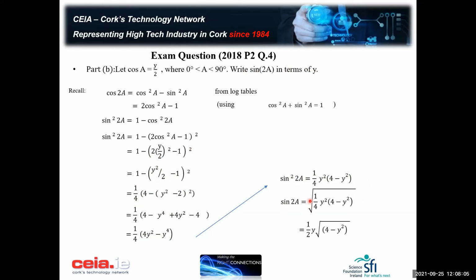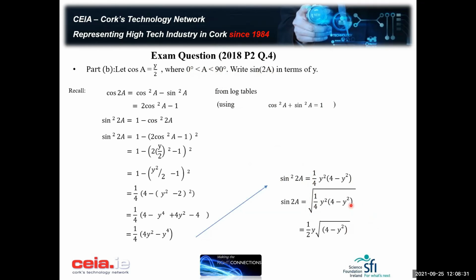You might ask, why not write plus or minus this square root, which you would generally do to solve an equation like that? And the answer is because you're told that a is between 0 and 90, which means that 2a is between 0 and 180 degrees, which means that the sine of 2a is positive. So you only need the positive square root.